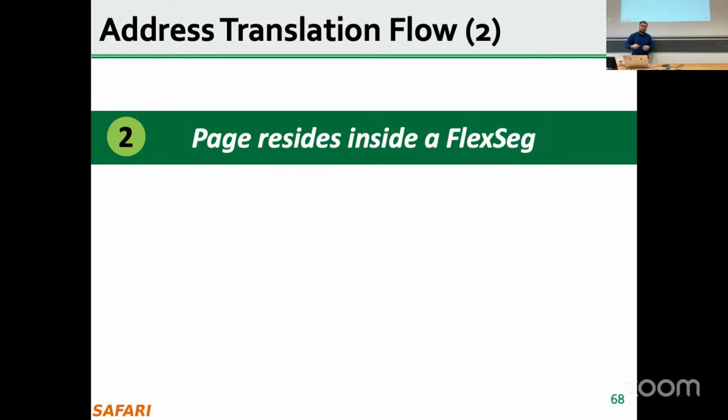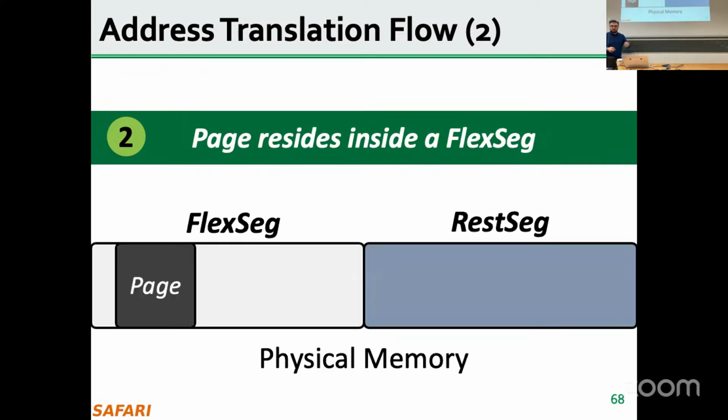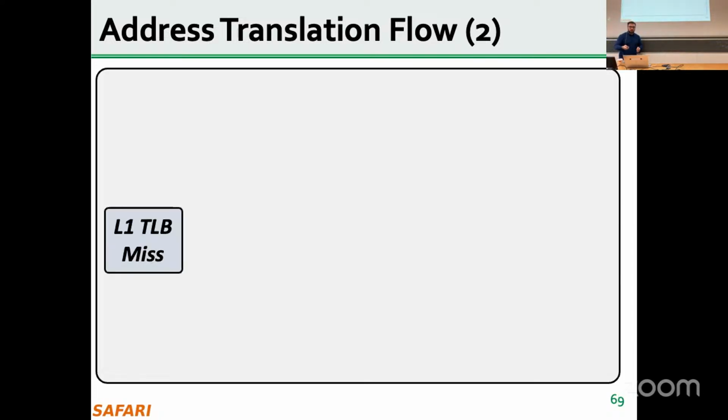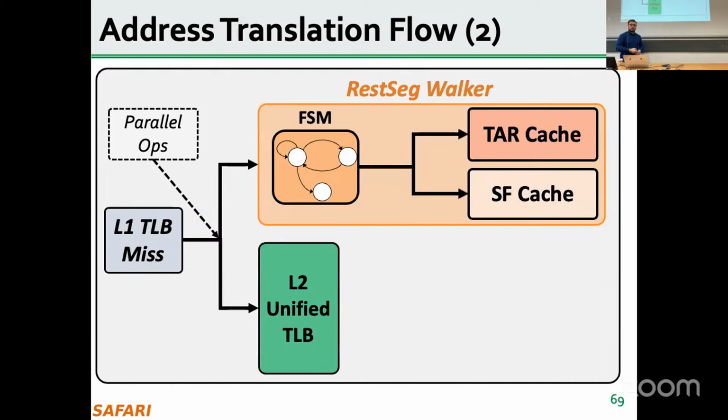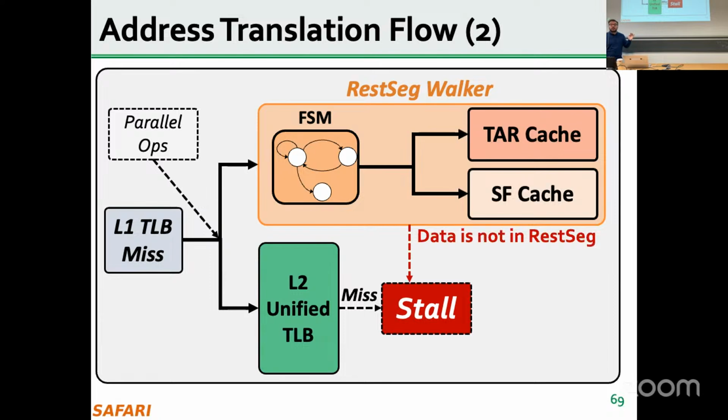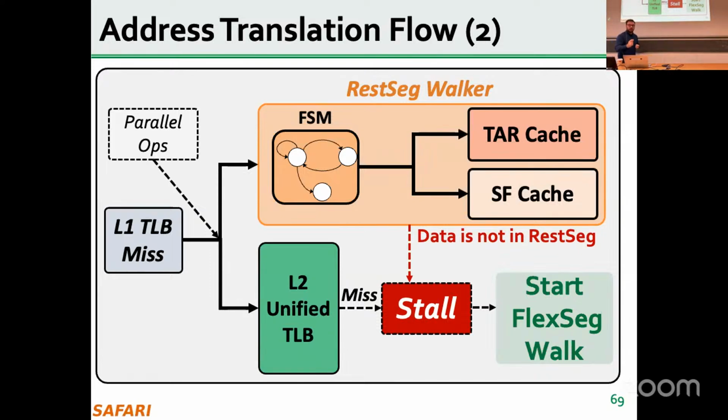The second scenario: the page resides in a flexible segment. This is the memory mapping. In this scenario, we miss in the L1 TLB again. We miss in the L2 TLB, and we stall. But here the data is not inside the restrictive segment. So we wasted cycles waiting, while in fact we could have performed the flexible segment walk in parallel. Here there is a small overhead, which is hidden by stalling in the TLB.